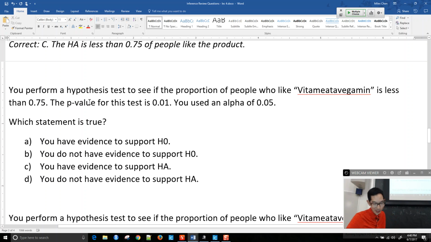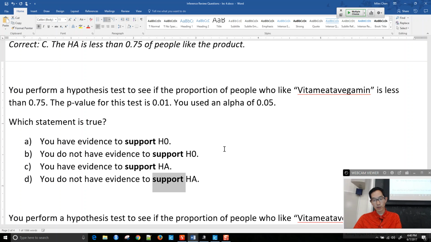So here we'll just call out the answer. Same question. Same setup. The proportion of people who like this is less than 75%. The p-value is 0.01, and we use an alpha of 5%. Which of these do we use? The keyword here is we're talking about support. Do we have evidence to support the null, evidence to support the alternative, or what? So what do we choose here?